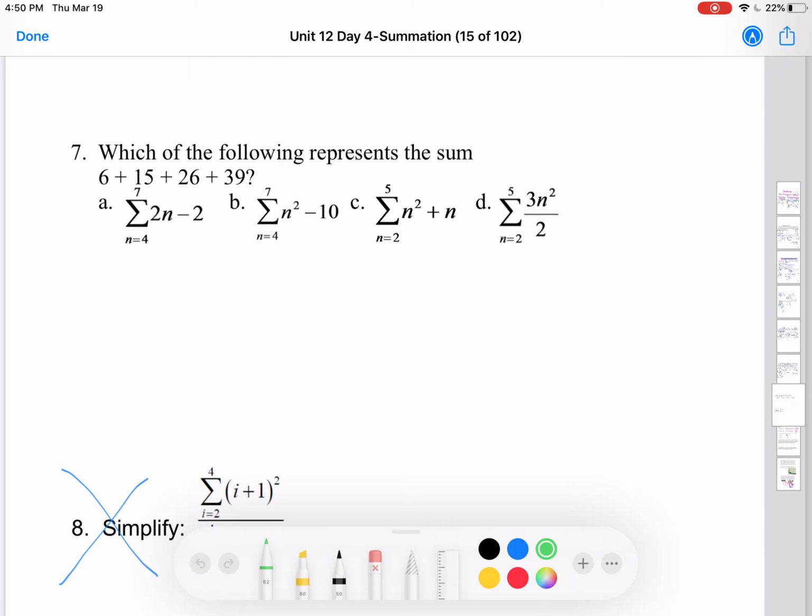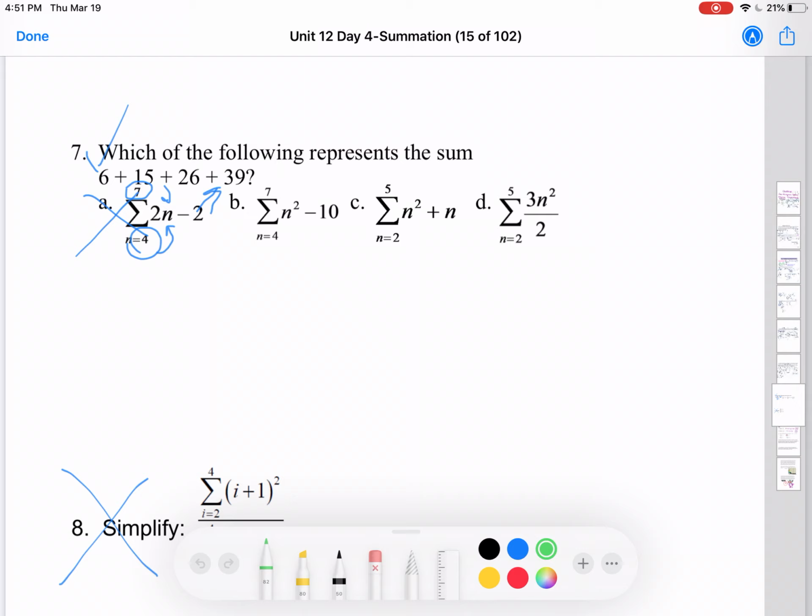All right, so let's try this guy. So we're going to plug in 4. 2 times 4 is 8, minus 2 is 6. So that looks good so far because that is the first term. Now let's plug in 7 to see what our last term is. So 7 times 2 is 14. 14 minus 2 is 16. So that's not what the last term is. The last term is 39, so this guy's no good.